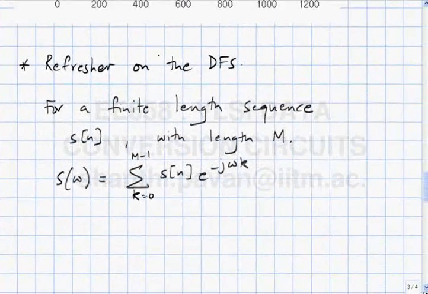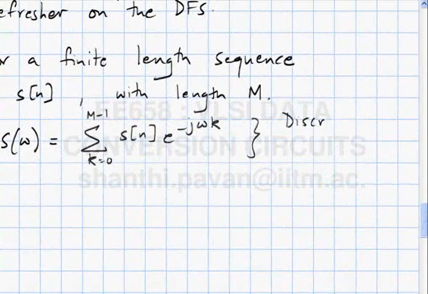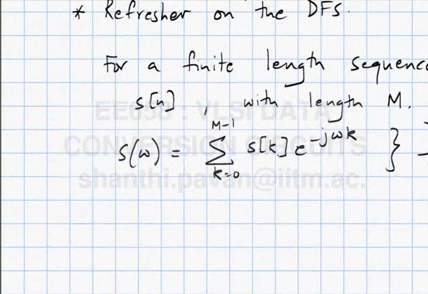Correct? So, what is the discrete Fourier series of this S of n? This is the discrete Fourier transform. Thank you. S of k e to the minus j omega k. Correct? If I decompose this as when I compute the discrete Fourier series, what am I assuming?